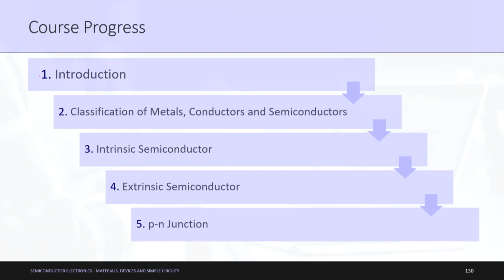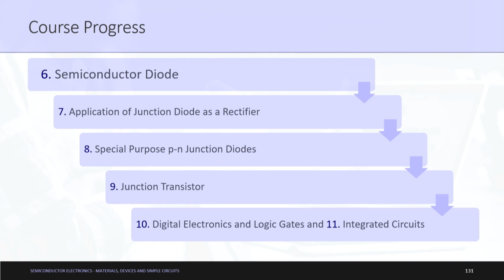Okay, fine. That being said, the course progress till now: we started with the introduction part, then the classification of metals, conductors and semiconductors, then the intrinsic semiconductors, then the extrinsic semiconductors, in which we understood p type and n type semiconductors, that is n has a pentavalent impurity and p has a trivalent impurity. Then the p-n junction diode, in which we understood the complete concept of the depletion region. Then the semiconductor diode, that is basically a p-n junction with metallic contacts, in which we understood forward biasing and reverse biasing. Then the application of the junction diode as a rectifier, in which we understood the half wave rectifier, then the full wave rectifier, and then using a filter.